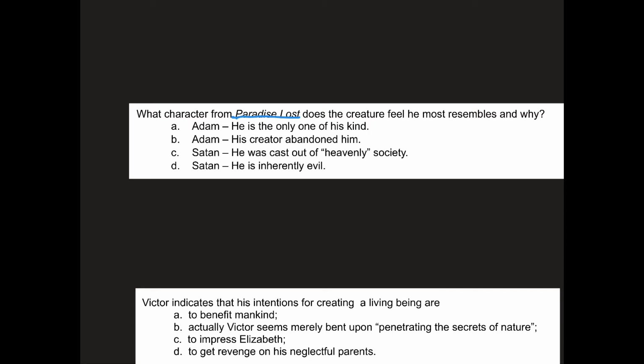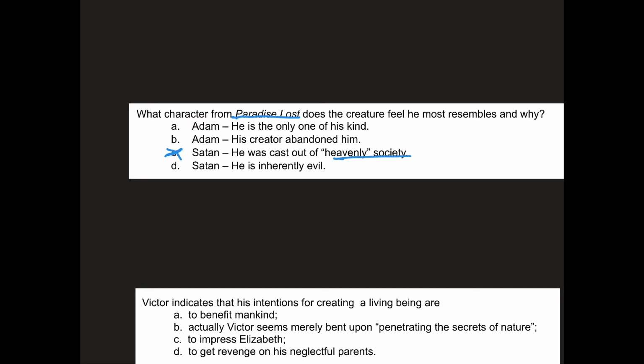So let's think about what character the creature would feel like he resembles, okay? Does the creature seem to feel like he's been part of some kind of paradise and been kicked out of it, out of like heavenly society? I don't think that happens. He never really describes like a Garden of Eden for him, and being kicked out by Victor. So that doesn't even fit close to it. So I could eliminate Satan and choice C there.